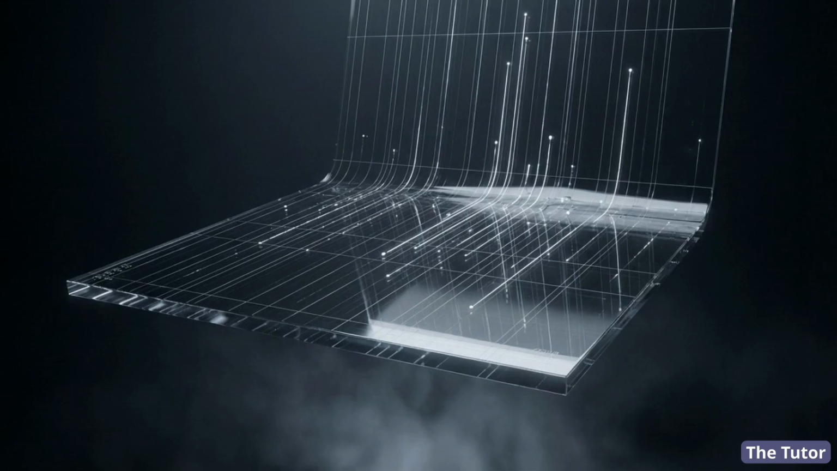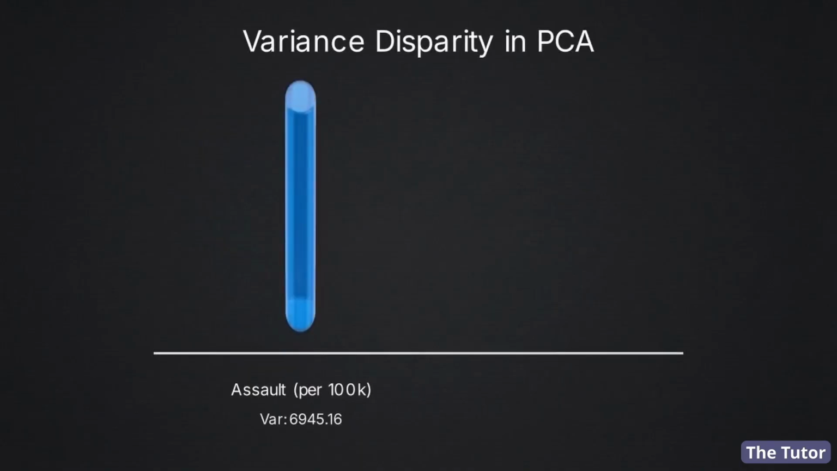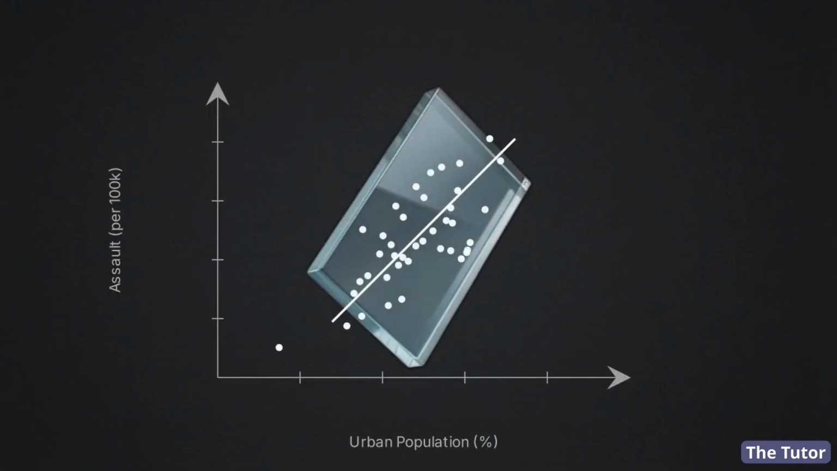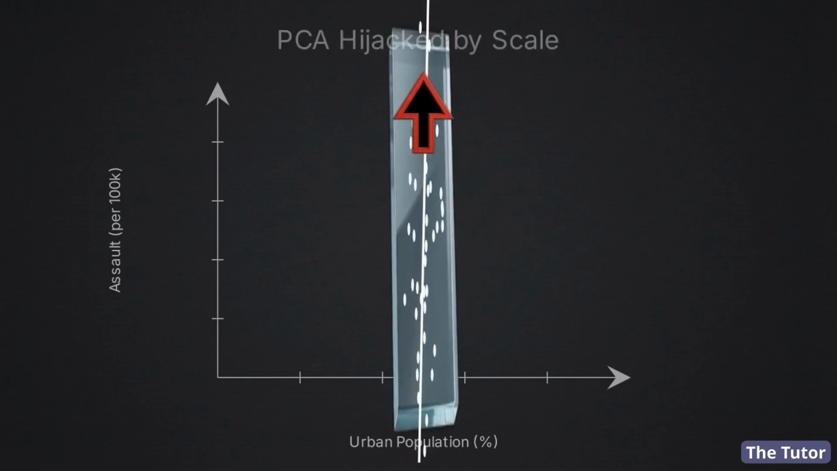But this optimization has a mechanical vulnerability. Consider a dataset tracking arrests across the United States. We measure occurrences of murder, rape, and assault per 100,000 residents, alongside the simple percentage of the state's urban population. Look at how these variables scale. Because of how it's counted, assault has a massive variance of nearly 7,000. Urban population, measured as a percentage, has a variance of just 200. If we run PCA on the raw numbers, the algorithm gets hijacked by the sheer scale of the assault column. The math blindly chases the largest variance, tilting the first principal component until it almost completely ignores the other variables.